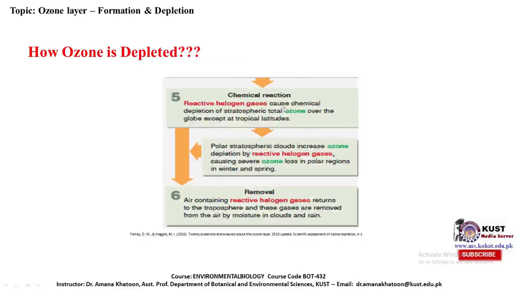Reactive halogen gases cause chemical depletion of the stratospheric total ozone over the globe except at the tropical latitudes. Polar stratospheric clouds increase ozone depletion by reactive halogen gases, causing severe ozone loss in the polar region in winter and spring. Removal of CFCs. Air containing reactive halogen gases returns to the troposphere, and these gases are removed from the air by moisture in clouds and rain.